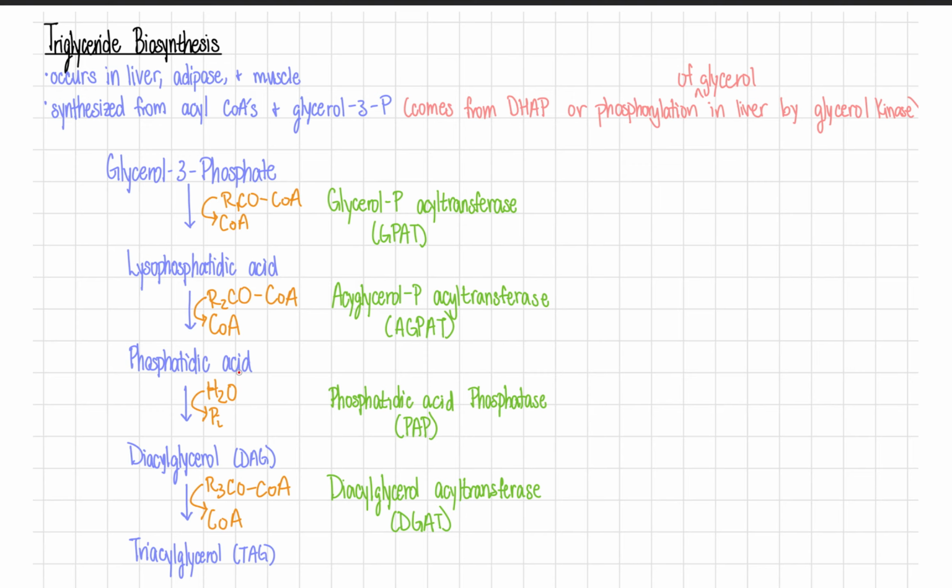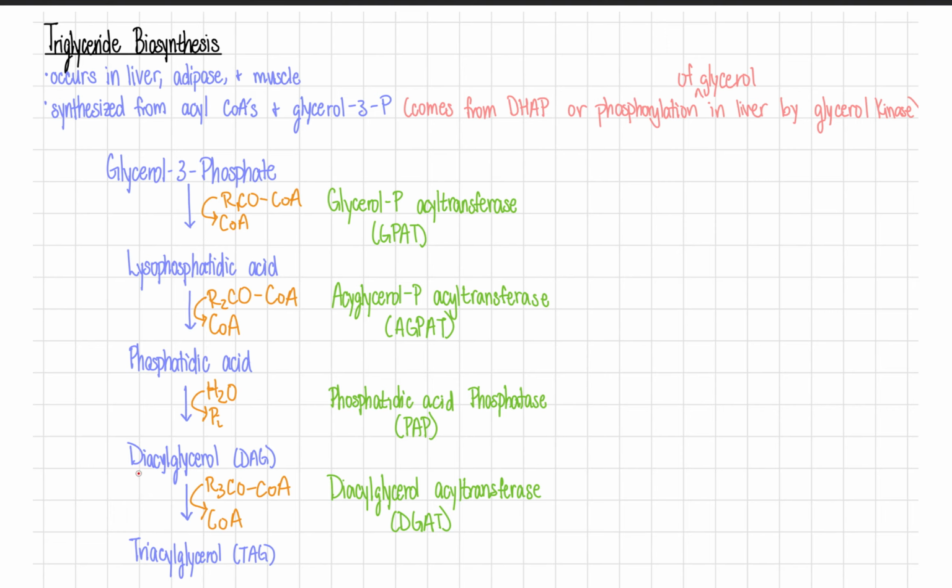Before we can add that third fatty acid and make it a triglyceride, we need to remove that phosphate group. The way that we remove that phosphate group is we're going to add in water. So H2O is going to come in and it's going to remove a phosphate group. This process is called phosphatase, and so the name of this enzyme is phosphatidic acid phosphatase. Why? Because phosphatase means to remove a phosphate, and we're removing a phosphate from phosphatidic acid.